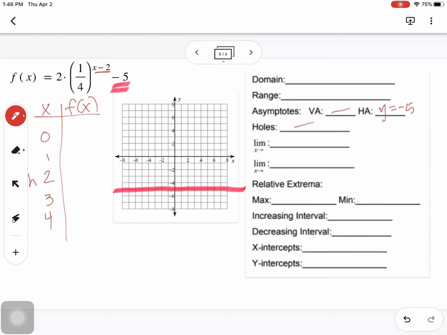So when I plug 0 into that exponent, you're going to have 2 times 1/4 to the negative second, which is going to be 16. So 2 times 16 minus 5 gives you 27. And remember, these do grow quite quickly, so if you get some values off the chart, that's not a big deal. Here, when we plug in 1, it's going to be 1/4 to the negative first, which is 4, times 2 is 8, minus 5 is 3.